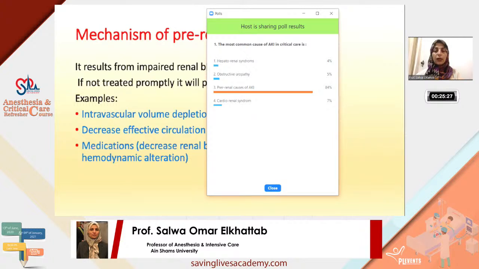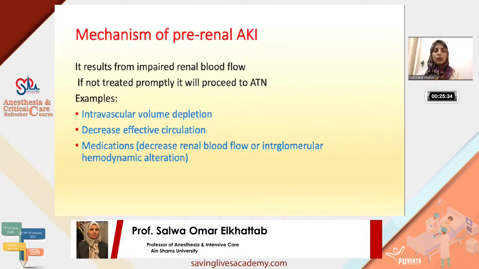This happens usually in shock patients. Either the shock is hemorrhagic, hypovolemic, or most commonly septic, with decreased effective circulation. Some medications lead to pre-renal injury by decreasing renal blood flow, working on the tone of the afferent arteriole or causing intraglomerular hemodynamic alteration. It's not that common. The most common is shock, like our case.